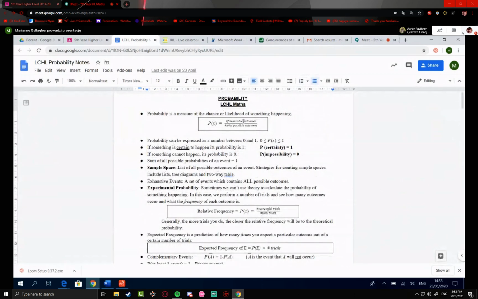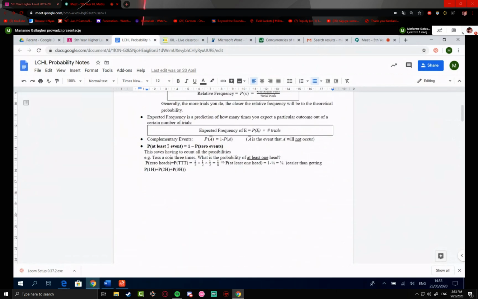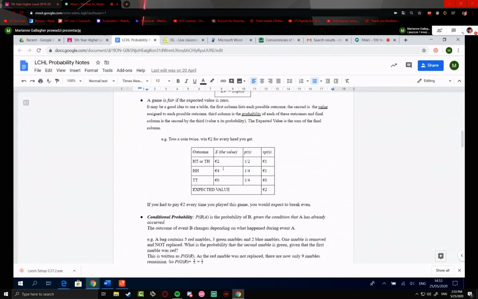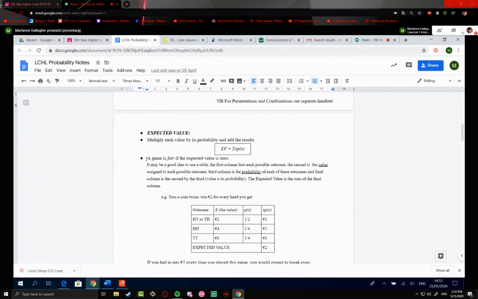Probability is just the chance of something happening. If it's definitely going to happen, the probability is 1. If it's not going to happen, the probability is 0. And you have the expected frequency. The probability of at least one event is 1 minus the probability of none. And expected value, I don't think we've done that yet.